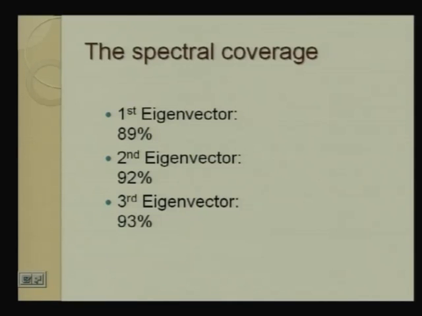In fact, if you look at the spectral coverage, which I talked about just some time back, 89% of the spectrum is explained by only the first eigenvalue. The first eigenvalue covers 89% of the spectrum. The first and second together cover 92%, and the first, second and third cover 93%. So, this third one actually covers only 1%. It means the fourth one will cover even less, and the other ones even less. So, we do not go further.